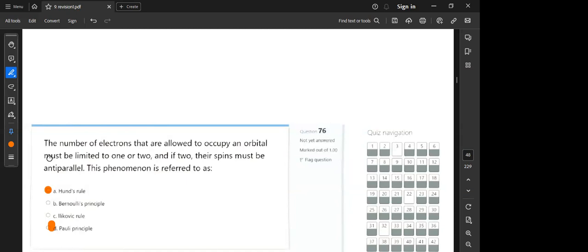So what is happening, like we used to fill them like this. You start with 1s, you put the arrow facing up. Then for 2s, the arrow facing up. Then for 2p, the arrow facing up. And then you start adding other electrons. So the next electron, you come back to 1s, you put the electron facing down. That is spin negative a half. Then you go to the next one.